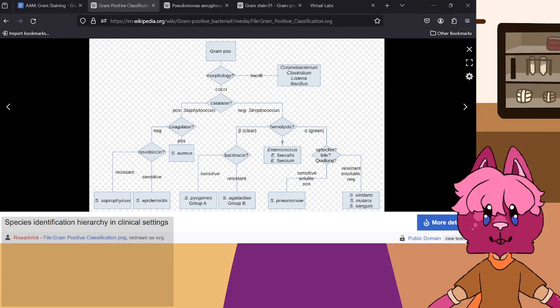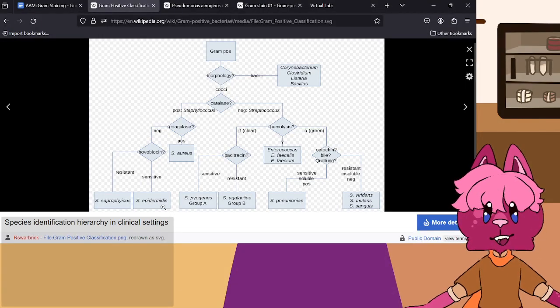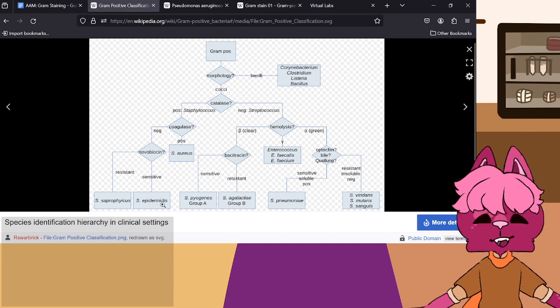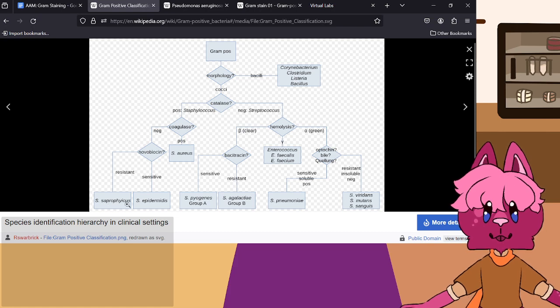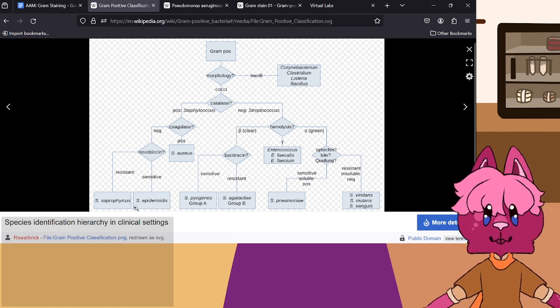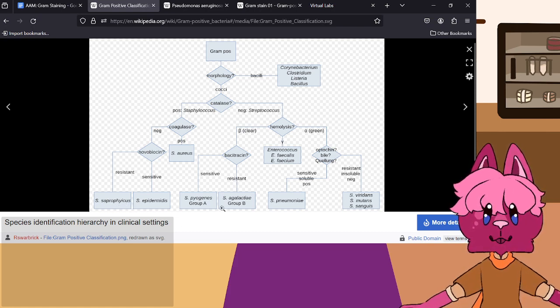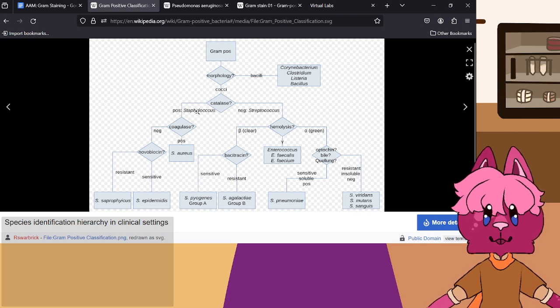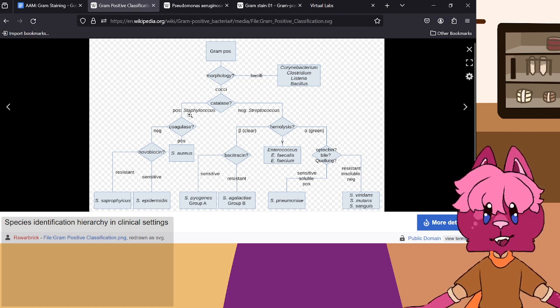All right. And so then we can tell if it's sensitive, it's probably Staphylococcus epidermidis, which is just a Staphylococcus species that kind of vibes on your skin. But if it's resistant, we know it's Staphylococcus saprophyticus. So that's what happens if it's positive for catalase.